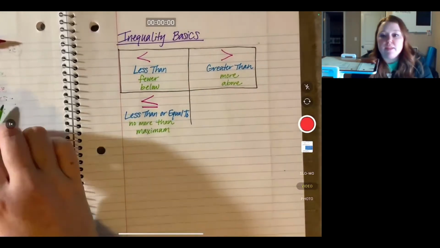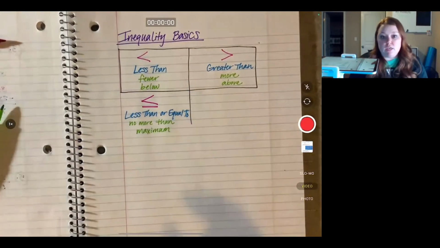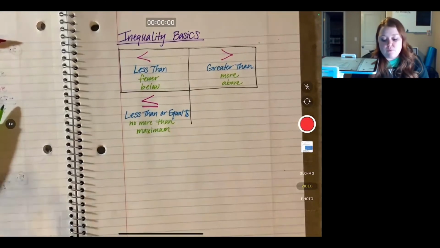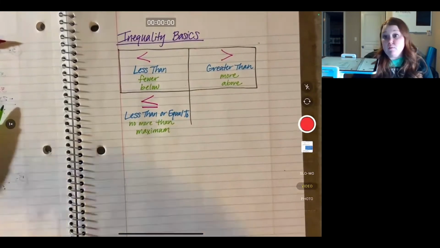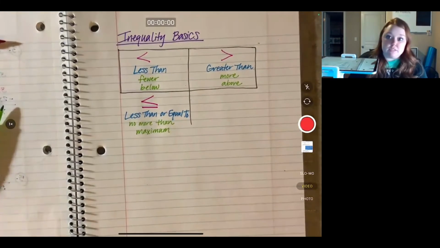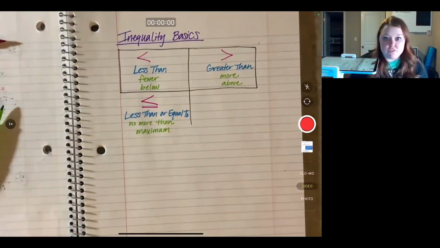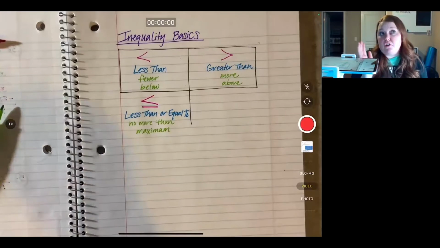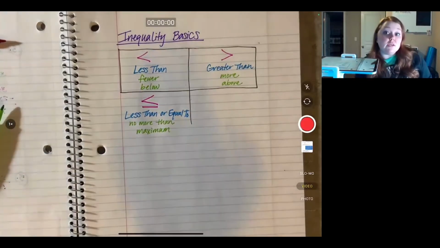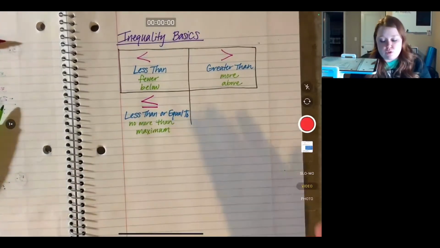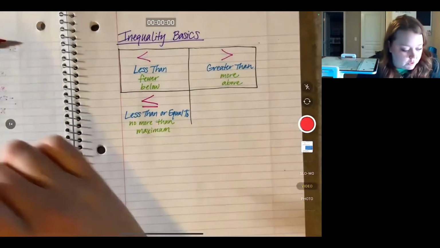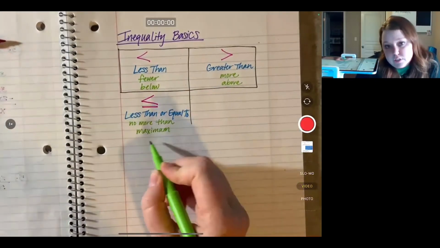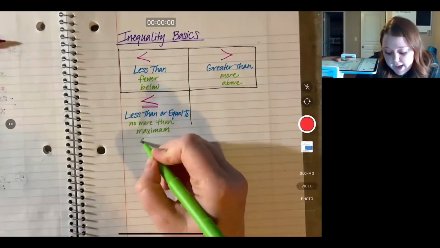I play that game a lot when we do inequalities. If I say something is less than or equal to 30, I ask, could it be 28? Yes, because 28 is less than 30. Could it be 31? No, because it has to be less than or equal to 30. Could it be 30? Yes, because it's either got to be less than or equal to 30. So 30 would be a solution. And then another phrase you're going to see is the phrase at most.